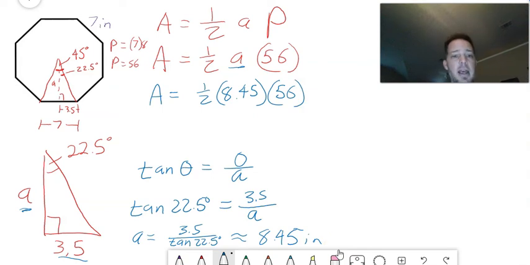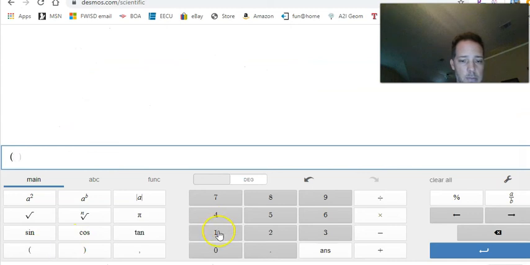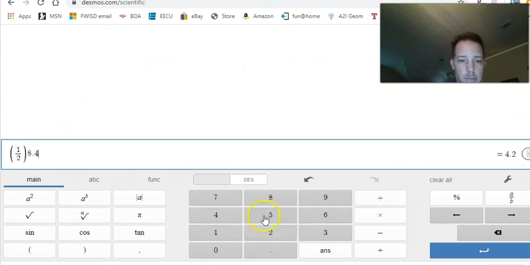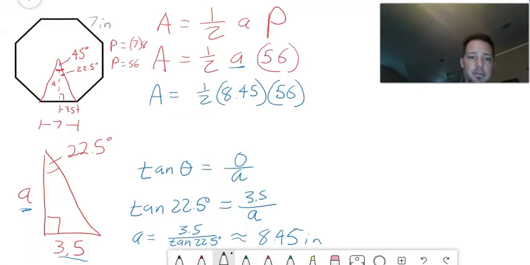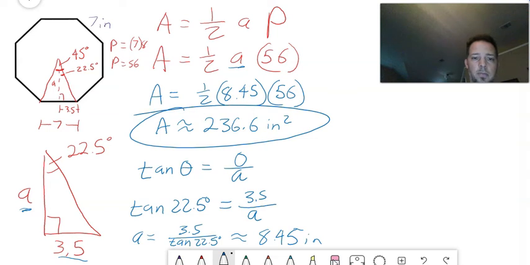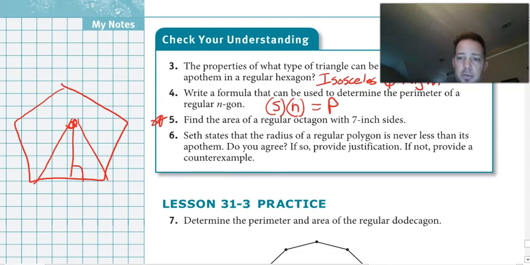All right, so 1/2 times 8.45 times 56. And looks like we get 236.6 as our answer. So approximately 236.6. So 236.6 inches squared should be the units for area.